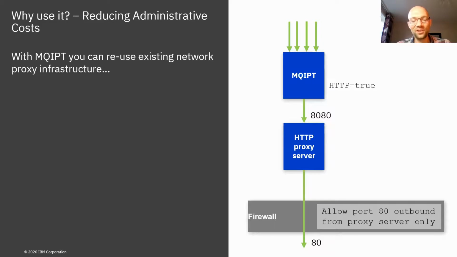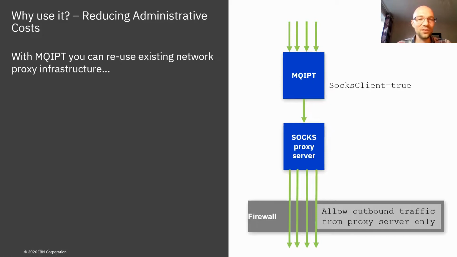You can reuse that infrastructure with MQIPT by wrapping your MQ connections in HTTP and using that proxy server. You will need another MQIPT at the other end to unwrap the HTTP from that connection before passing it on to the queue manager. You can see in this diagram how several connections come into MQIPT and they all go down one connection, reusing the existing HTTP proxy server and the existing point in the firewall where it's allowed out. And so it does simplify things.